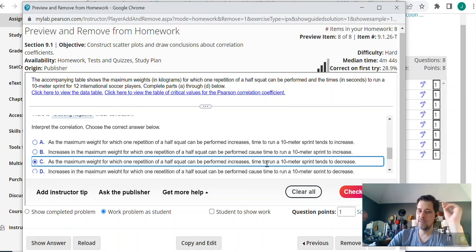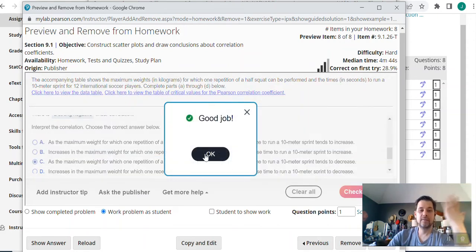Let me read it again to make sure. As the maximum weight for which one repetition of a half squat can be performed increases, okay, as the weight goes up, that's the way they described it, half squat, whatever, the time to run a 10-meter sprint tends to decrease. Yeah, that's what I saw, okay? The others just don't line up with what we see in the graph.